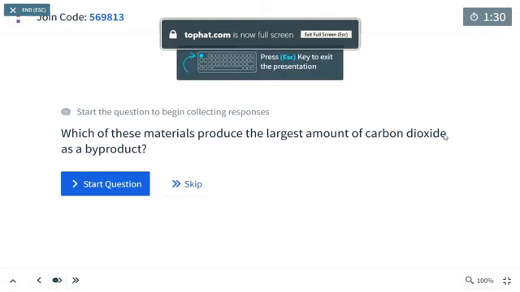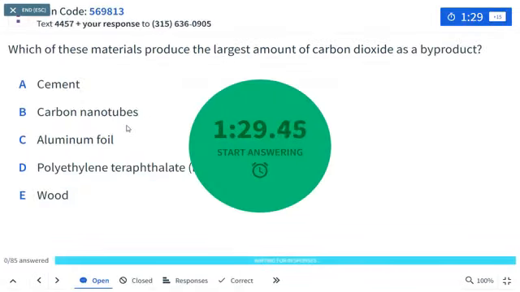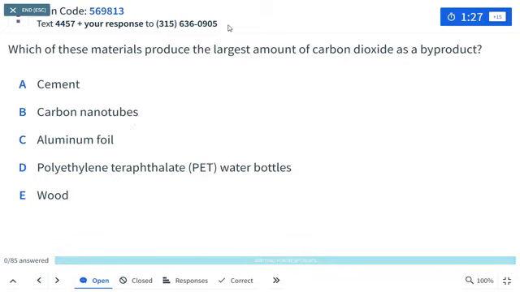Okay, so this is just a practice question. There is a timer. There's a 2-minute timer, but that's just the default. So this is your chance to make sure that your devices work, and if not, please let us know.